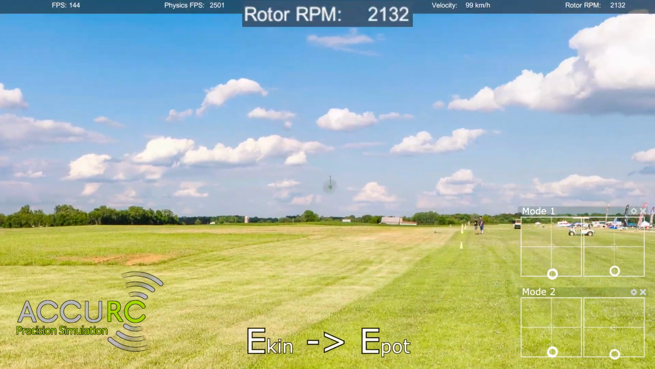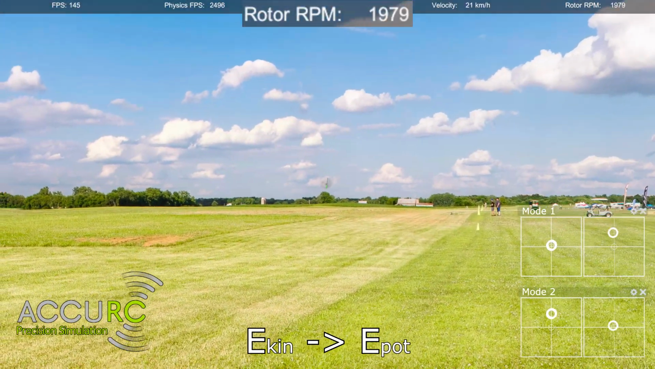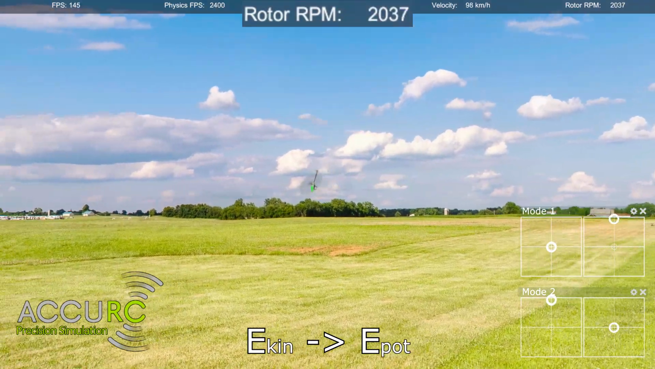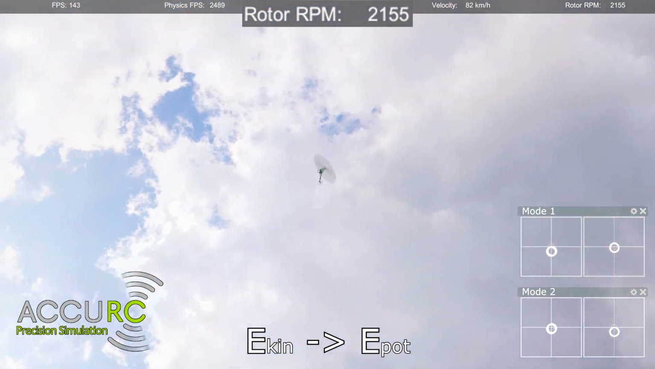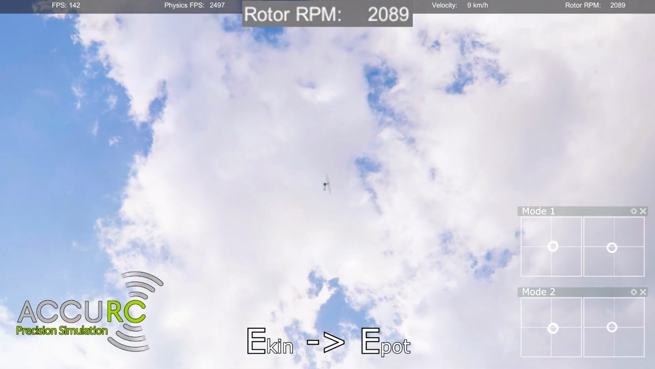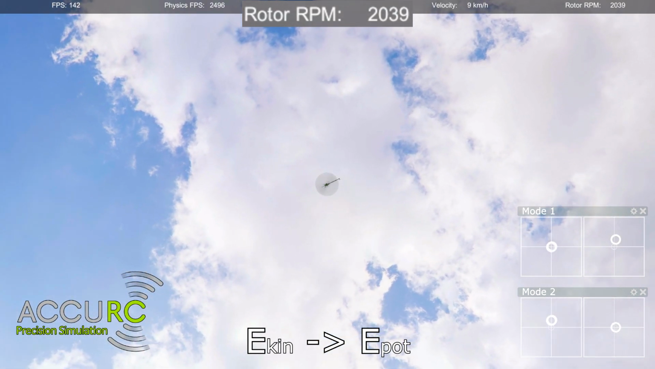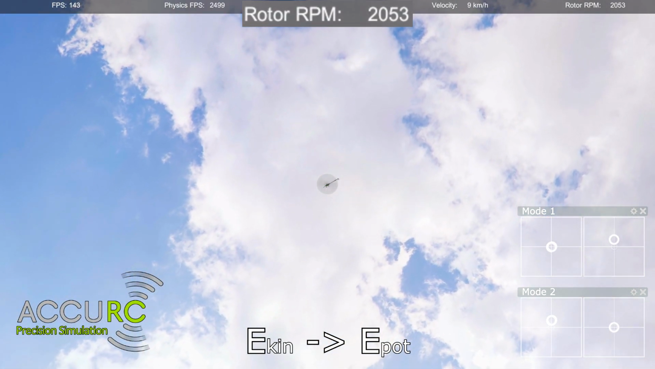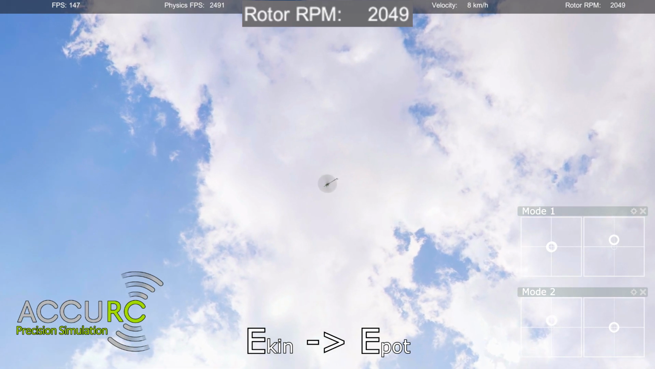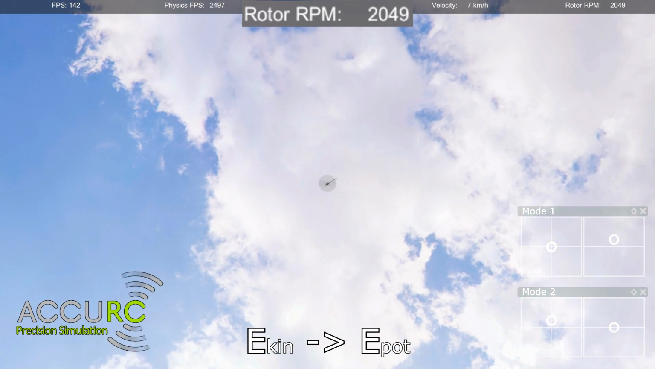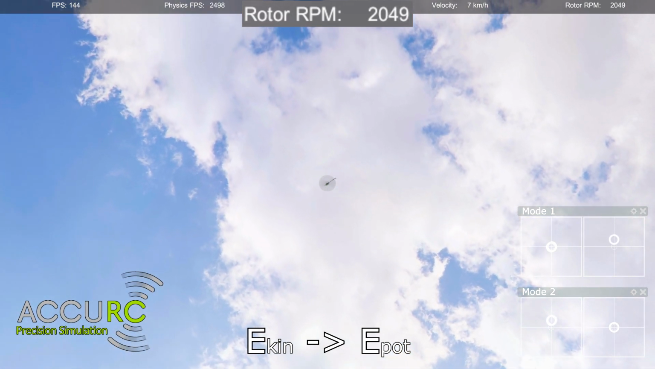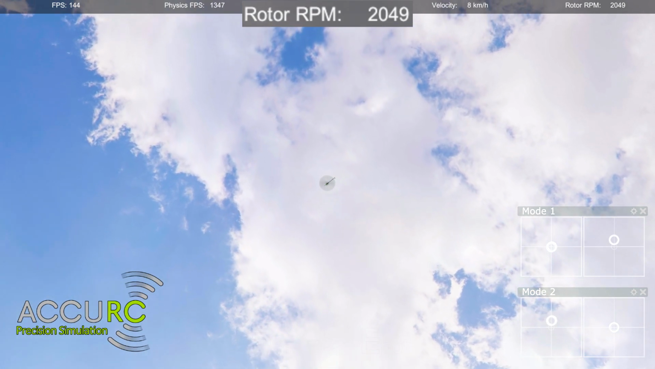And to make this complete, we can also, of course, trade kinetic energy into potential energy. So if we come in with a set speed and pull up, the helicopter will climb to a height that's equivalent to the energy that was in the system previously. And of course, we climb.